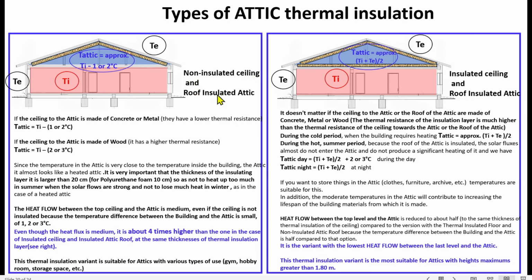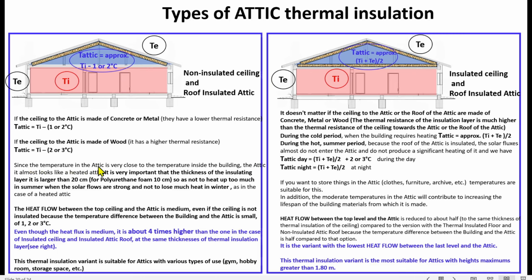Non-insulating ceiling and roof insulating attic. If the ceiling to the attic is made of concrete or metal, they have a lower thermal resistance. The attic is T interior minus 1 or 2 degrees. If the ceiling of the attic is made of wood, it has a higher thermal resistance. The attic is T interior minus 2 or 3 degrees.